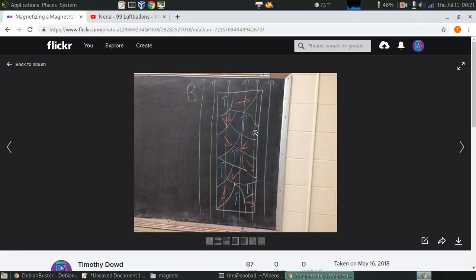But this can be magnetized. And the way you do it is to put it in a strong external magnetic field, which I've got labeled B here. You'll notice that some of these domains are lined up with the field and others are not. Let's see what happens when you do this.